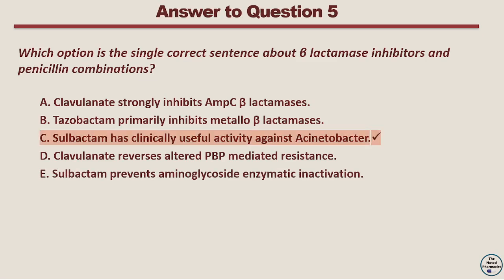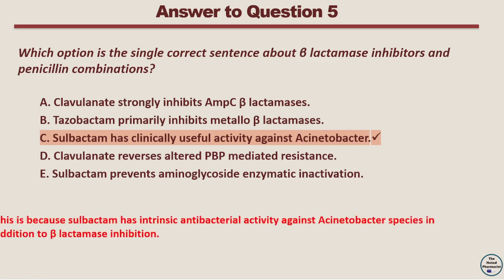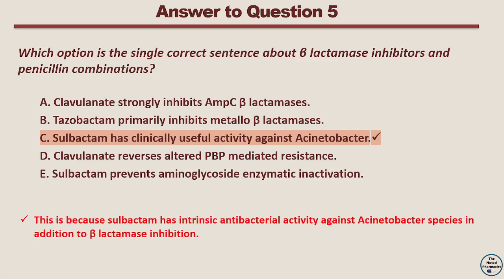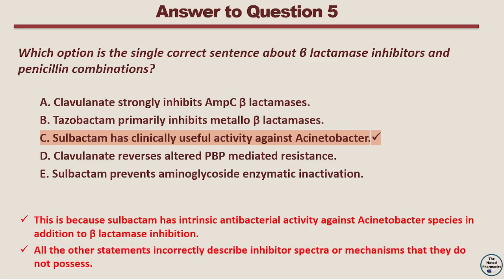The correct answer is option C. Sulbactam has clinically useful activity against Acinetobacter. This is because sulbactam has intrinsic antibacterial activity against Acinetobacter species in addition to beta-lactamase inhibition. All the other statements incorrectly describe inhibitor spectra or mechanisms that they do not possess.